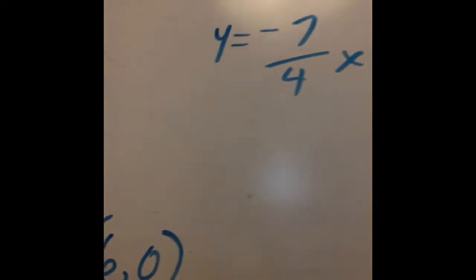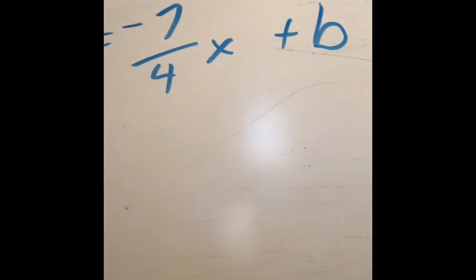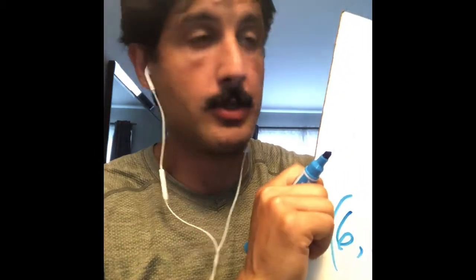So, you've got y equals negative 7 over 4x plus b. B is the y-intercept, not the x-intercept, so you can't sub it in. You just have to figure out the y-intercept. How do you do that? You need a point. Do we have a point? Yes, we have the x-intercept. That is a point. So let's use that point to solve for b.